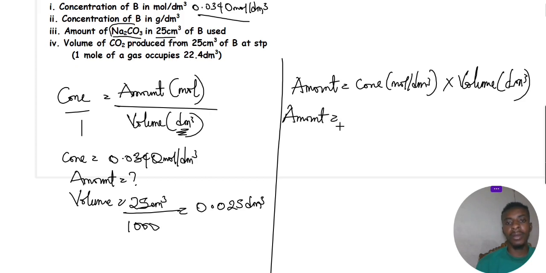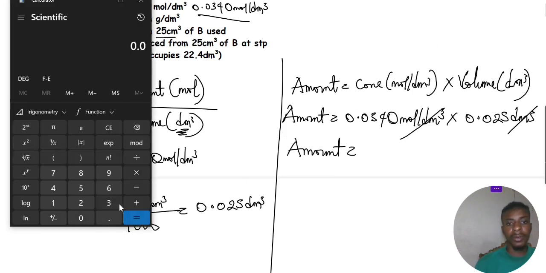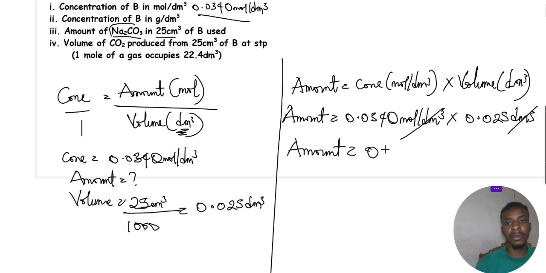So let's go. Amount: our concentration is 0.0340 mole per dm cube times volume, which is 0.025 dm cube. The dm cube cancels dm cube. Then let's multiply this and have our answer, which is 0.0340 times 0.025. So we're having 0.00085 mole. So that's the amount.